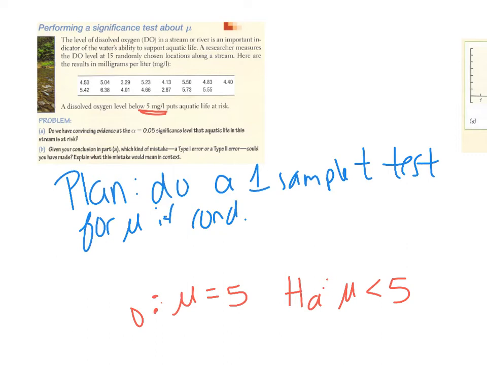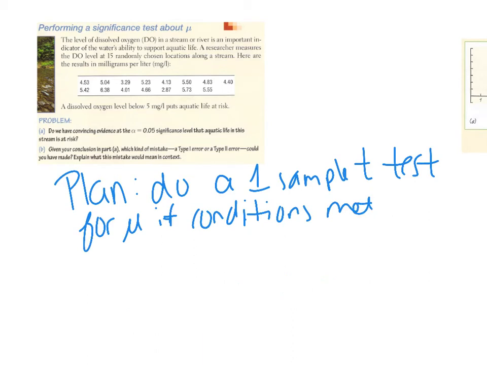We're leaving this step off sometimes. Okay, we're leaving off the fact that we're doing this 1 sample t-test if our conditions are met. So make sure that you're stating which test it is that you're going to use. And then you need to go ahead and check your conditions.